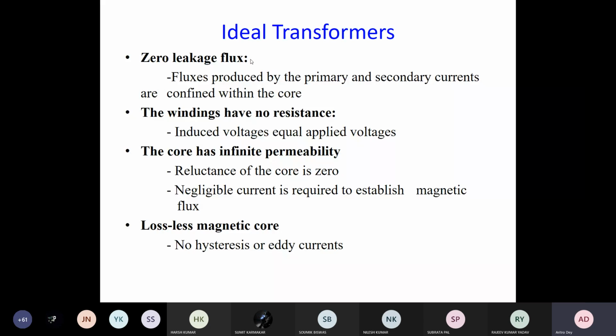That is also not possible, because reluctance of the core being zero is never possible, but it should have a higher permeability. Negligible current is required to establish magnetic flux. If you have infinite permeability, that means zero current is required, which is not possible. What is possible is a very small value of current is enough to set up that flux if you have a low reluctance. You know what reluctance is, right? What is the expression of reluctance?